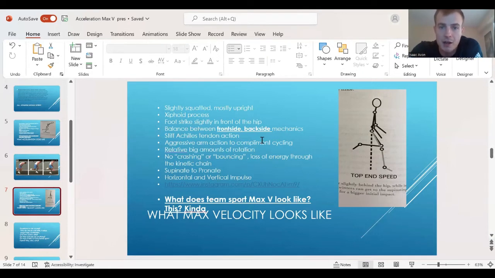Balance between front side and back side mechanics. We don't want that foot pushing all the way back, because that's going to put that hamstring under a lot of load as we quickly recoil it forwards. But we also don't want our knee to come super up high and then come out straight like a B skip and then come down, because that's way too aggressive on the front side. It's going to throw off that timing. So it's a good balance between front side and back side.